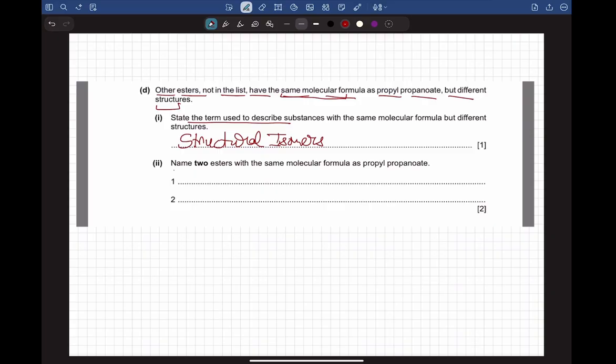Now, name two esters with the same molecular formula as propyl propanoate. What do you do? You increase the alcohol by one carbon. So instead of propyl, you can write butyl. And instead of propanoate, you will have to decrease this by one to keep the total carbon the same, right? So you can call this ethanoate. Now you can do the other way around as well. You can decrease the alcohol. So you can call this ethyl, and instead of propanoate, you can write butanoate.